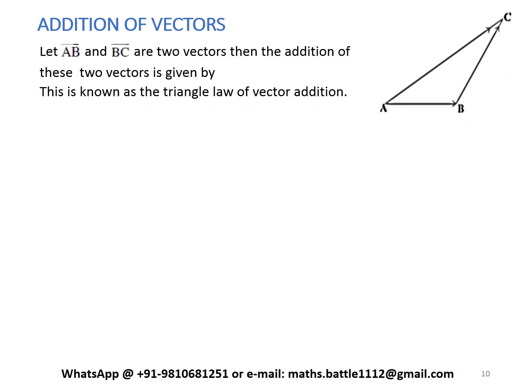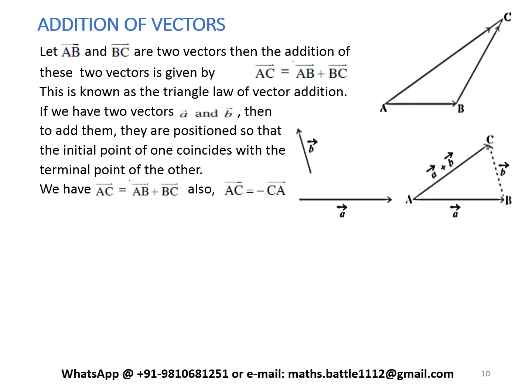Addition of vectors. Let AB and BC be two vectors, then the addition of these two vectors is given by the vector AC, and it is expressed as AC is equal to AB plus BC. This is known as the triangular law of vector addition. If we have two vectors A and B, then to add them, they are positioned so that the initial point of one coincides with the terminal point of the other. So AC is equal to AB plus BC.